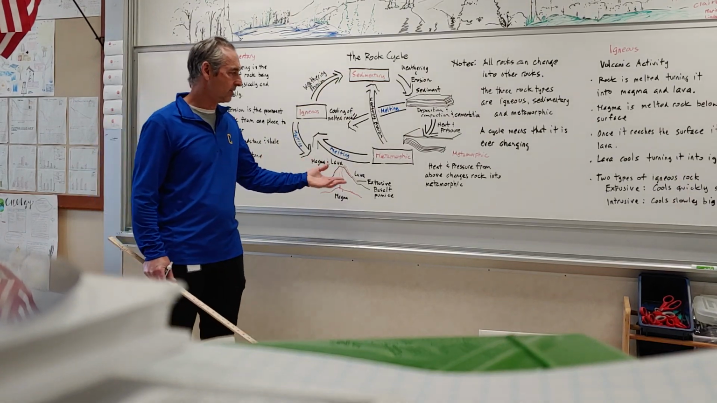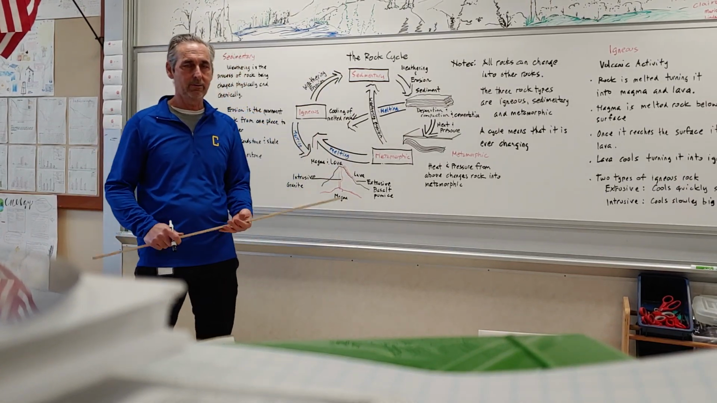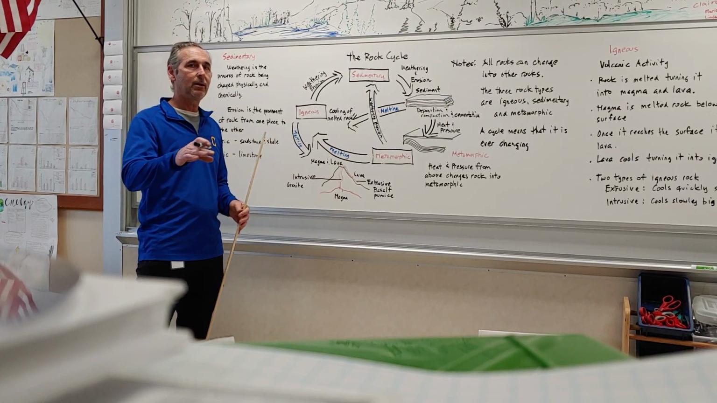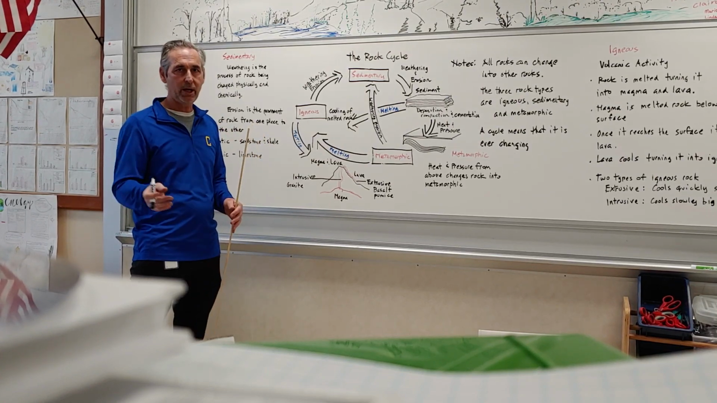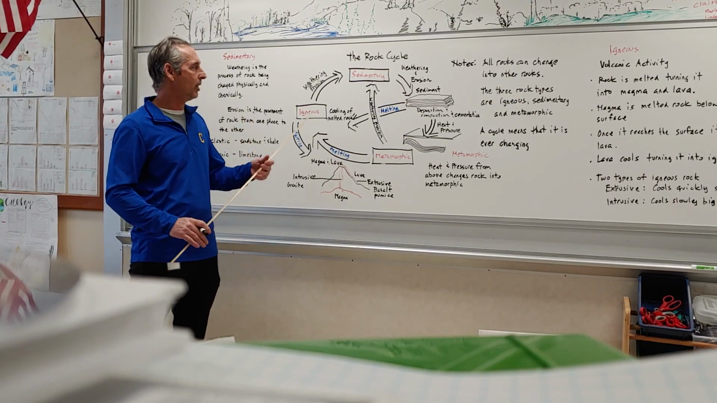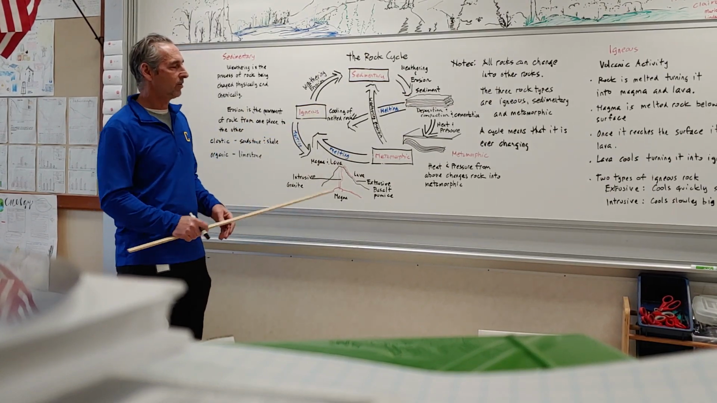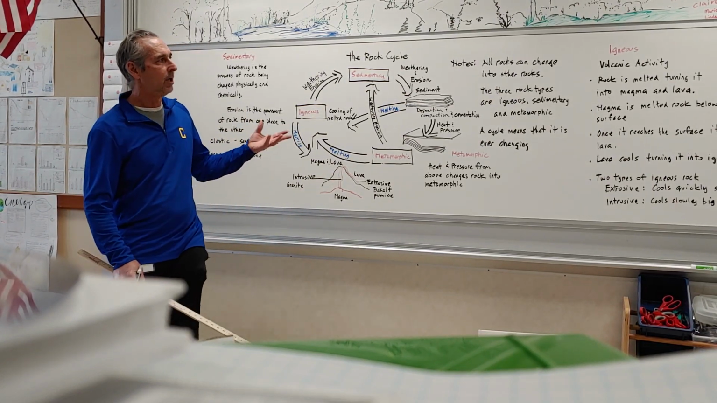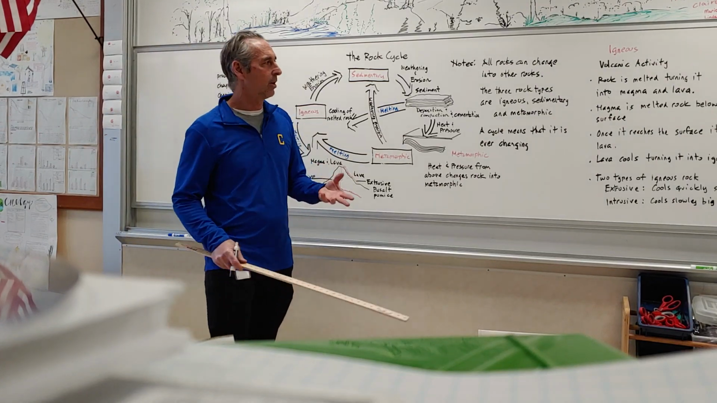Now, igneous rock can turn into sediment through weathering. Think about this. If there's a mountain and the mountain's being weathered from wind and rain and chemical reactions, it can then turn into a sedimentary rock. This all applies to all of these. So I think that's all I'm going to cover.